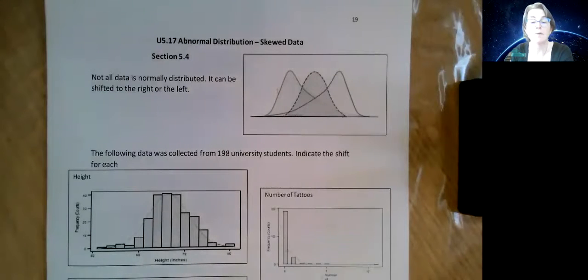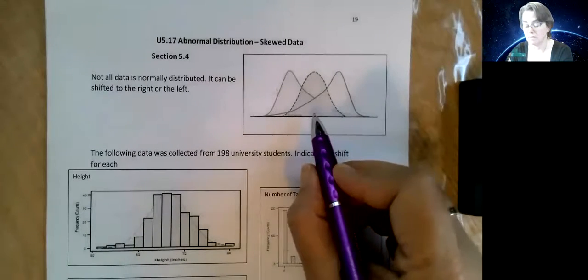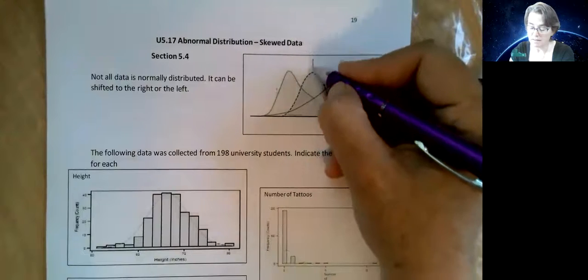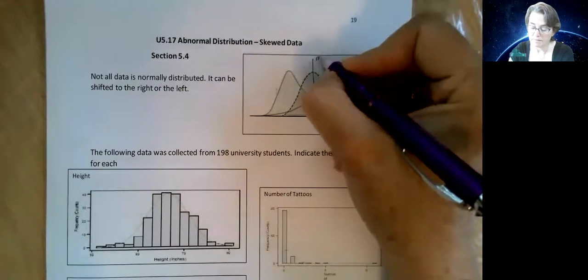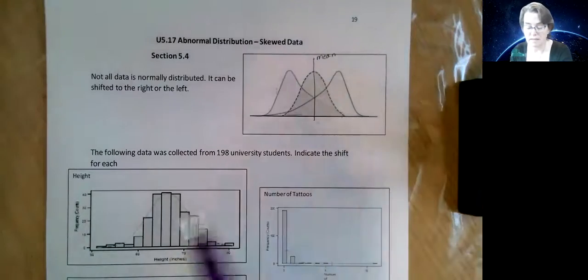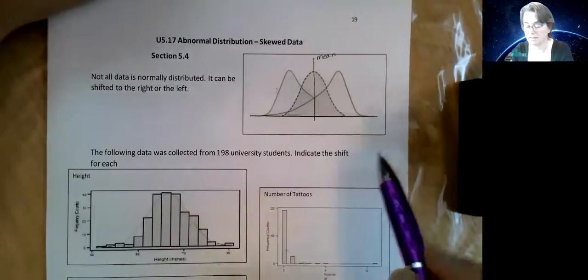It's about abnormal distributions, and this is the one time we're going to talk about it. It's called skewed data. If your data is normally distributed, you get this nice graph that looks like this, and it's symmetrical. You know the mean of the data is right there. But your data can be shifted to the left or shifted to the right.